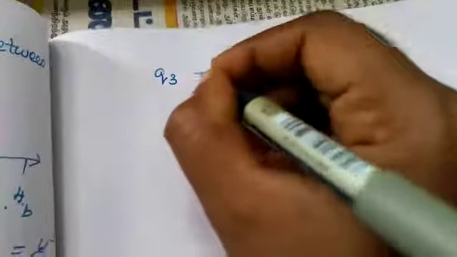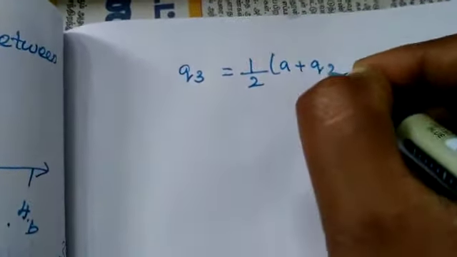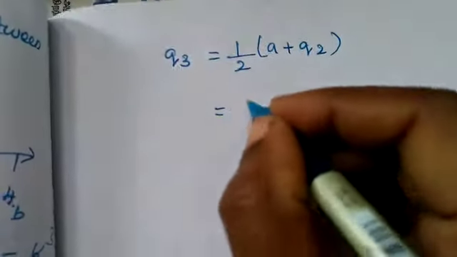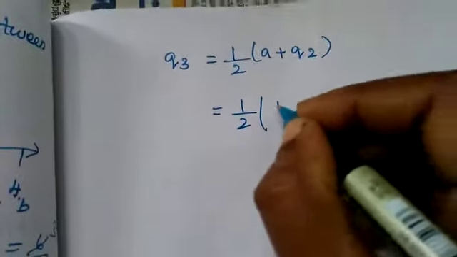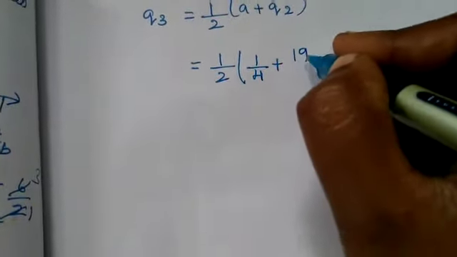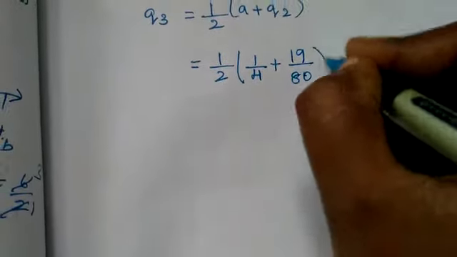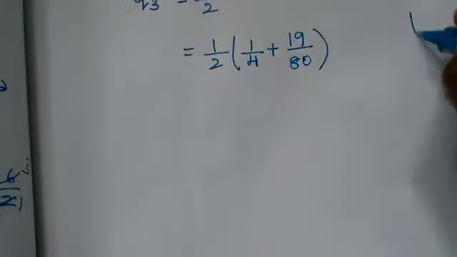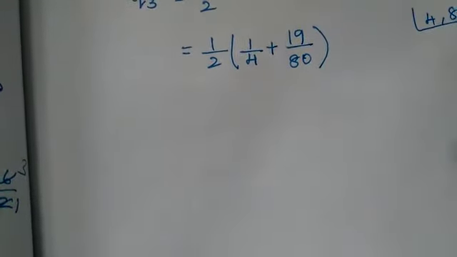Now we are going to find the third rational number Q3. Here we are using the formula half into (A plus Q2). Now half into A value is what? 1 by 4. What is the value of Q2? Here we found 19 by 80. Can you add these two numbers? No, because the denominators are different, 4 and 80.